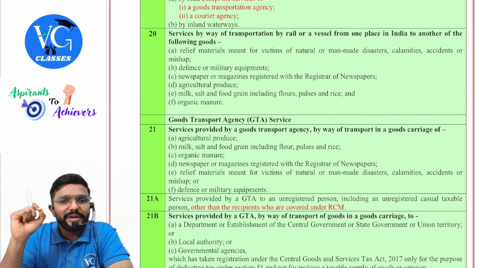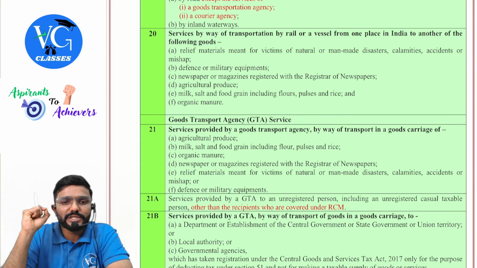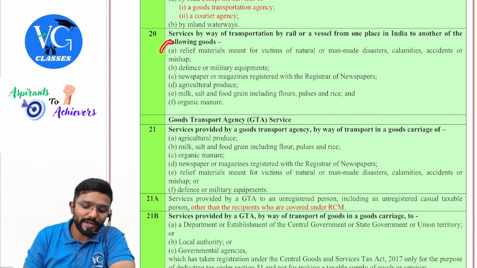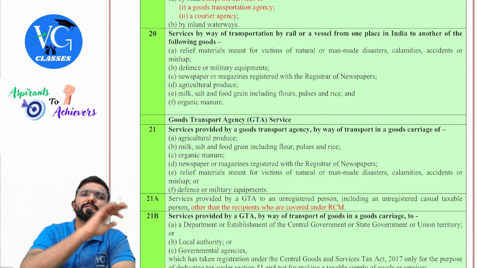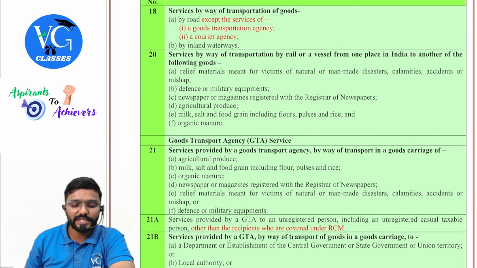Defense or military equipment, newspapers or magazines registered with the Register of Newspapers, agricultural produce, milk, salt and food grain, including flours, pulses and rice, and organic manure. If the following items are transported by rail or vessel from one place to another place in India, fully exempt, guys.